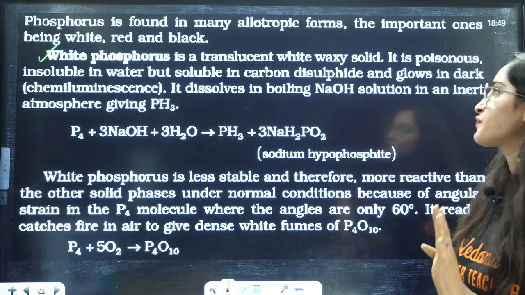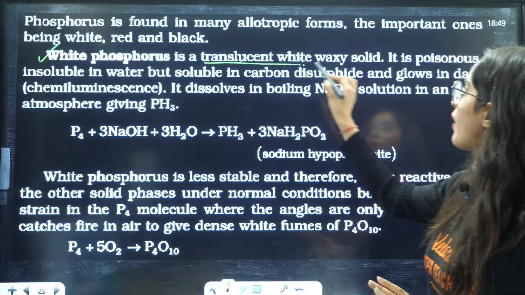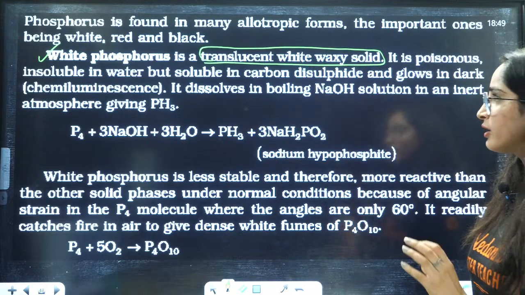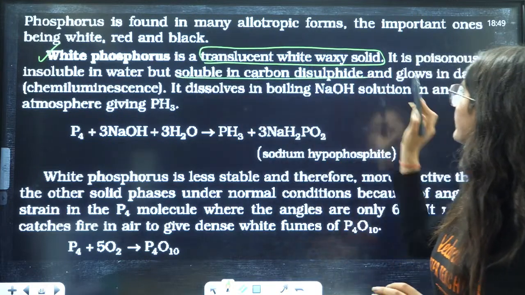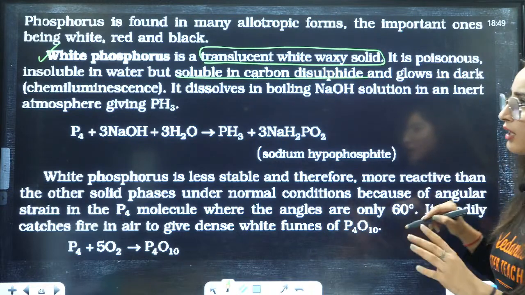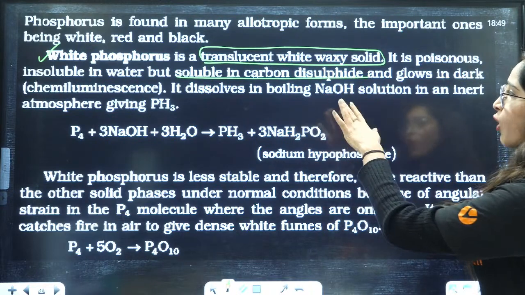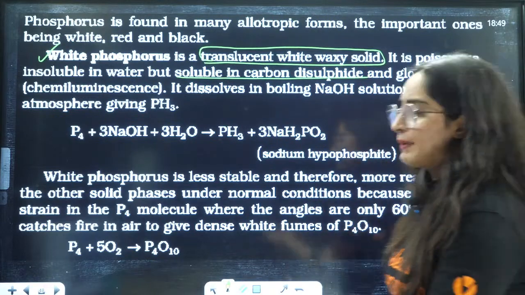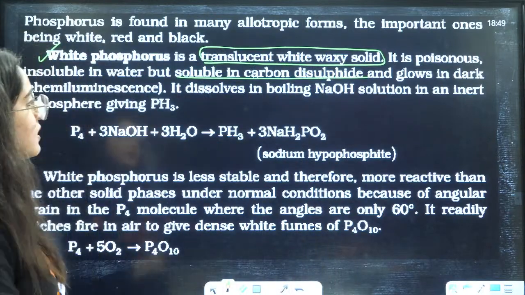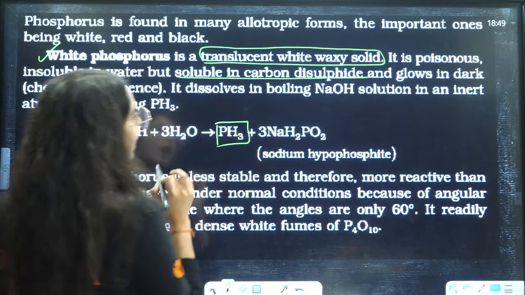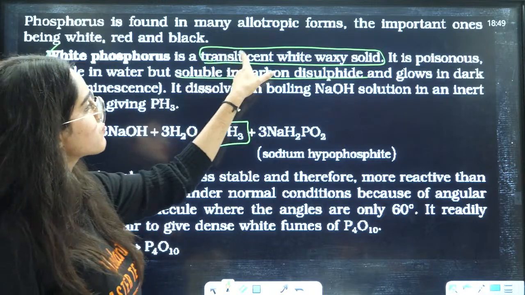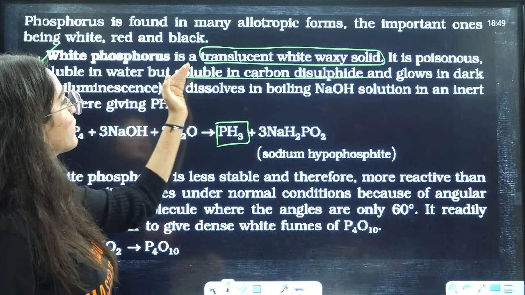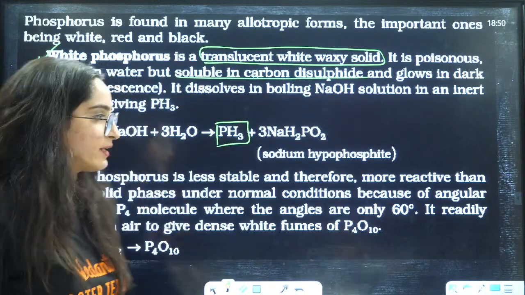Now, white phosphorus is a translucent white waxy solid. It is poisonous, insoluble in water, but soluble in carbon disulfide, and glows in the dark. It dissolves in boiling NaOH solution in an inert atmosphere, giving PH3. That is phosphine gas. From here, what you need to remember is that it is a translucent white waxy solid, insoluble in water but soluble in carbon disulfide.